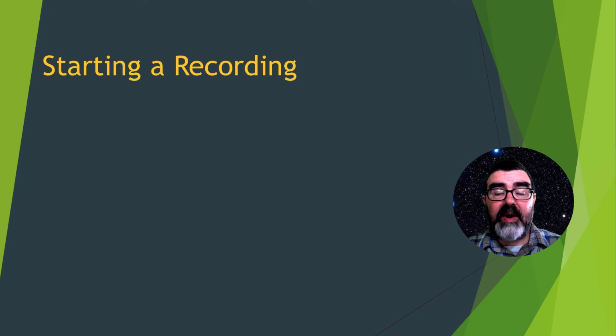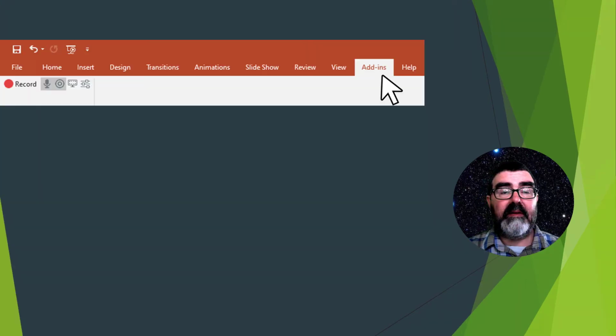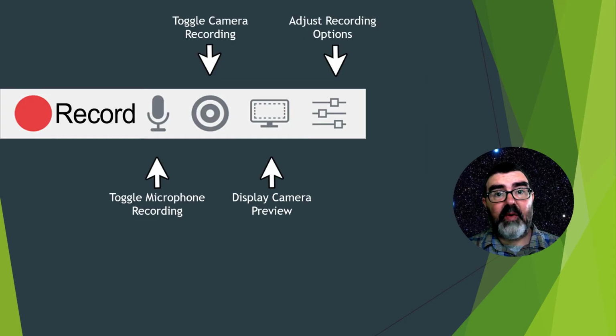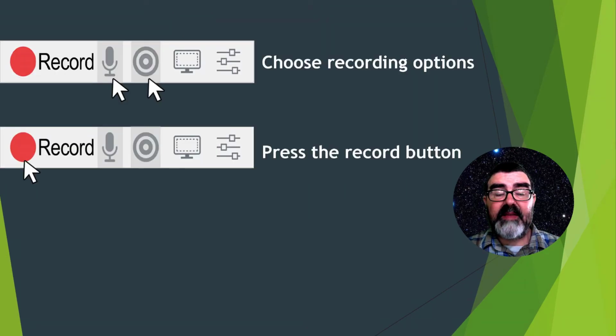Now to record your PowerPoint presentation. Click the Add-ins tab for the Camtasia recording options. The red button is your record button. You can toggle your microphone on and off, your camera on and off, open a camera display, and adjust specific recording options. Choose your recording options and then press the record button to start your recording.